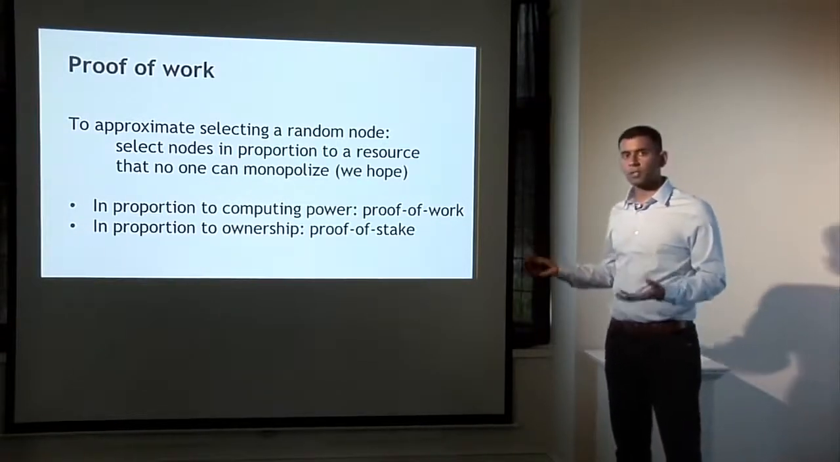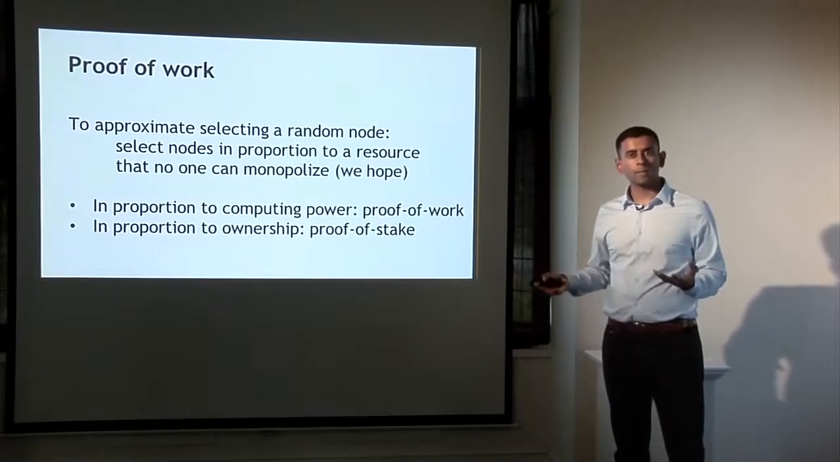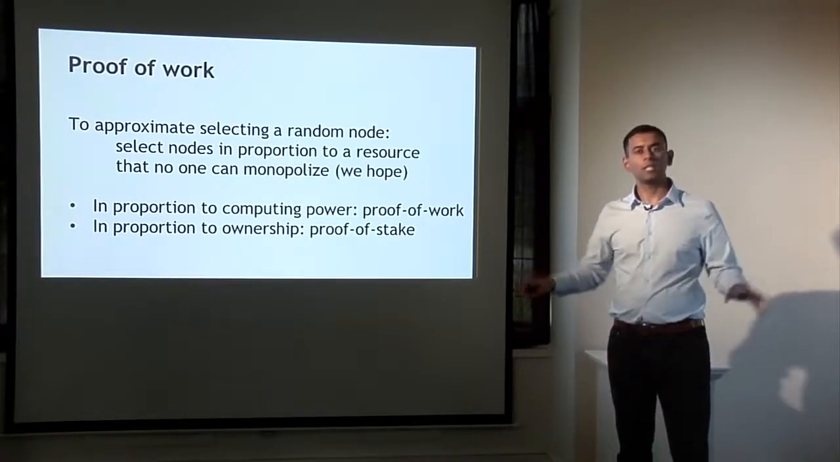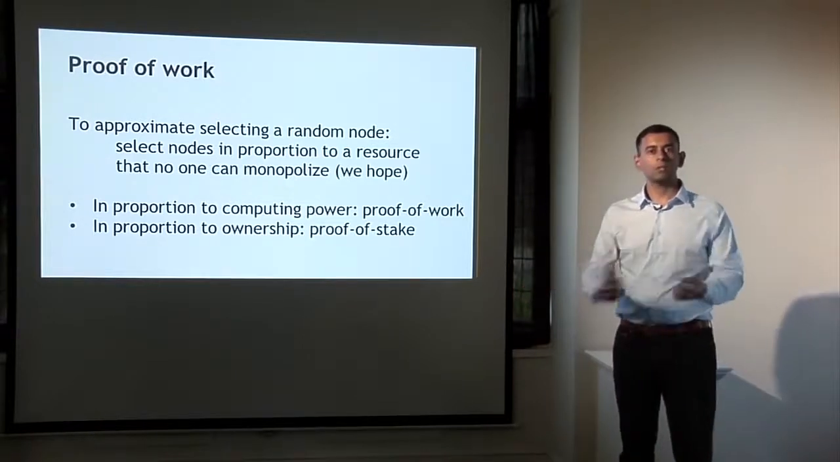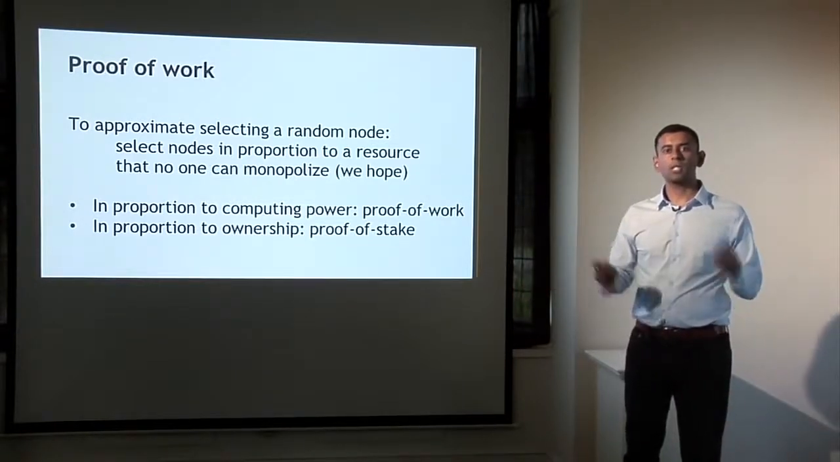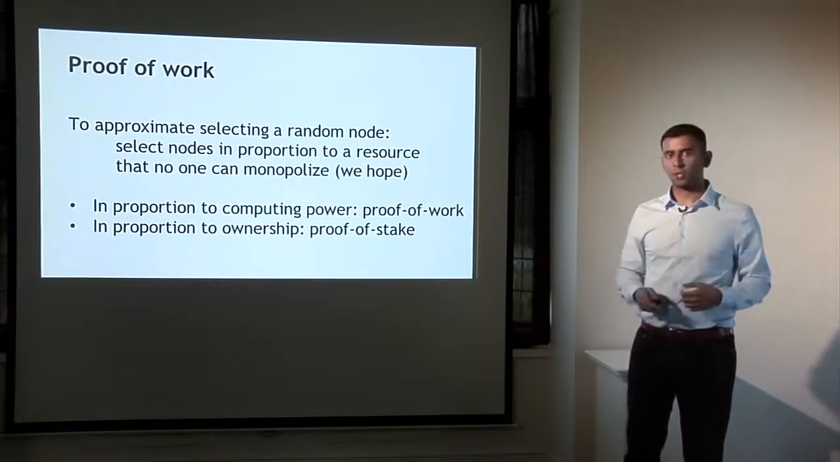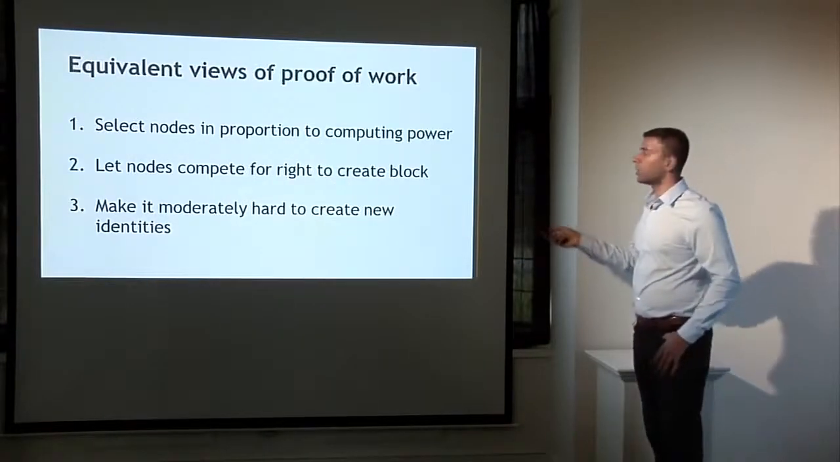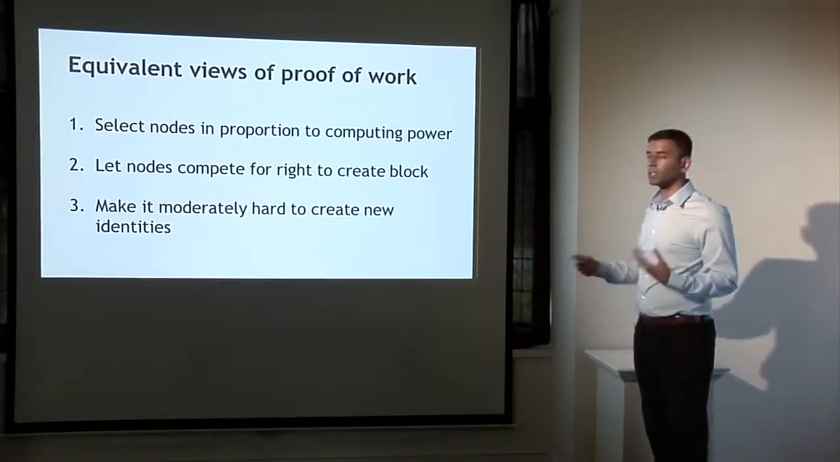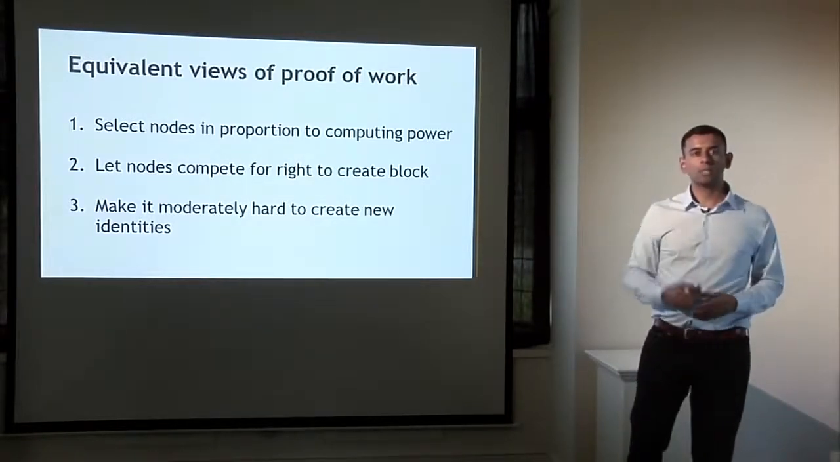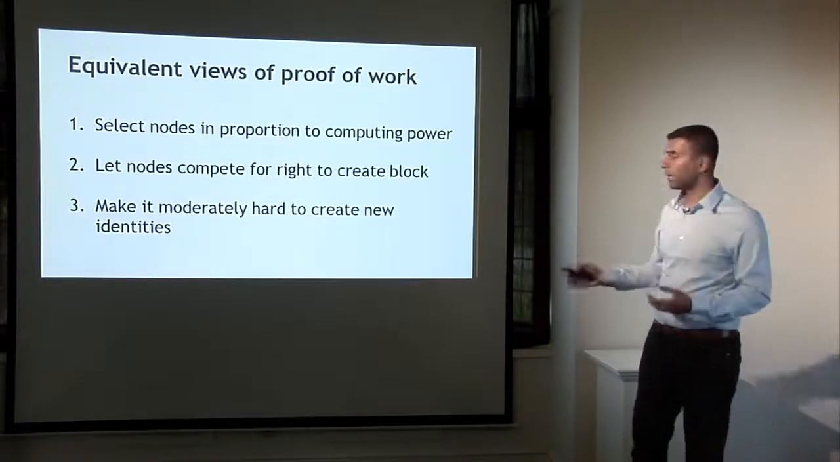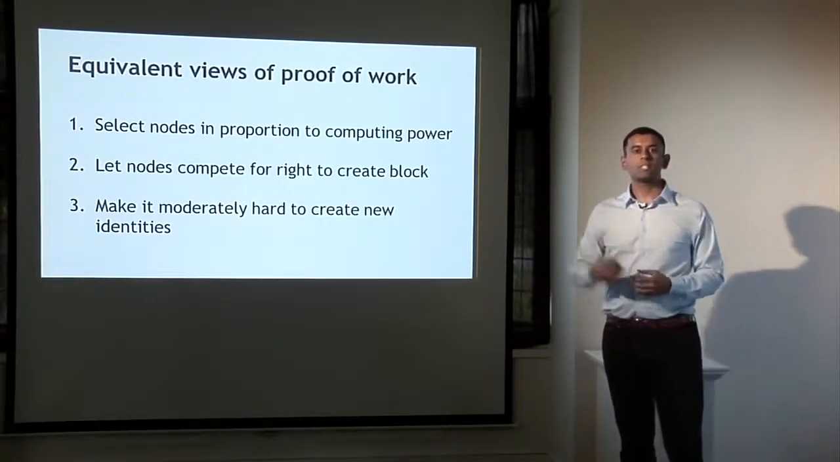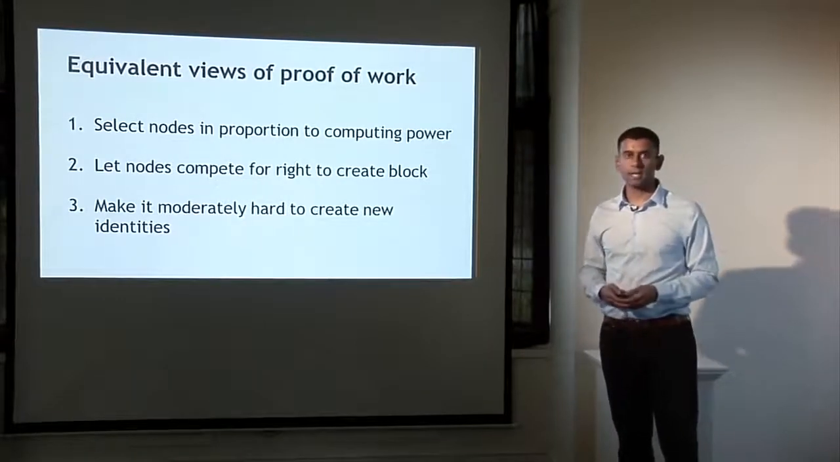Selecting nodes in proportion to their computing power, another way to understand this is that we're allowing nodes to compete with each other by using their computing power. And that will result in nodes automatically being picked in that proportion. So those are two equivalent ways to view proof of work. You can also think of a third way, which is that we're making it moderately hard through proof of work to create new identities. So it's sort of a tax on identity creation and on the Sybil attack. This may all appear a bit vague, so let me actually go ahead and show you what is the exact proof of work system that's used in Bitcoin, and that's going to make things a lot clearer.